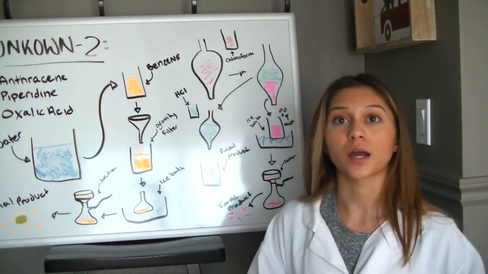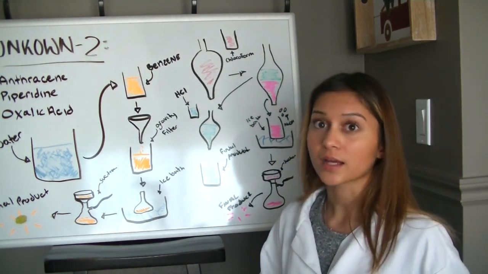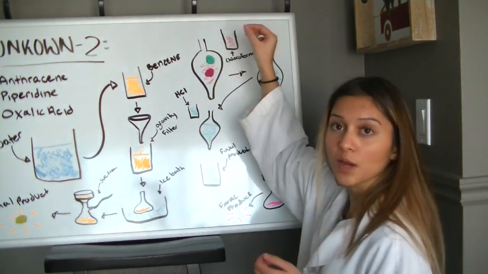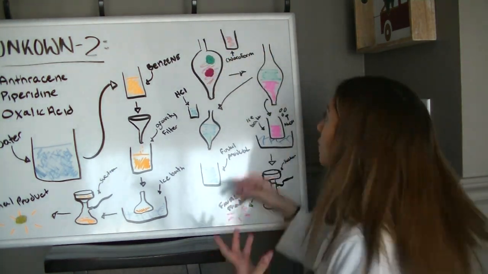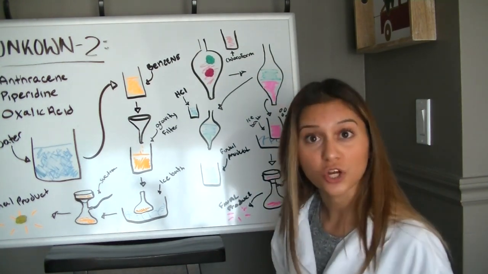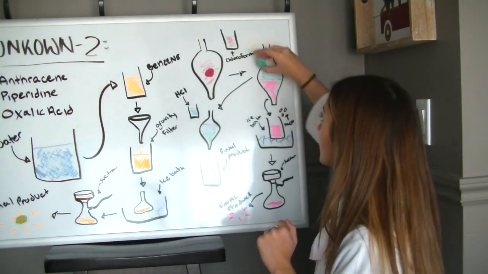Next, we will take a look at how to separate our oxalic acid from the piperidine. So first we have our oxalic acid and piperidine in a separatory funnel. We're going to add chloroform to this, as oxalic acid is insoluble in chloroform. The two layers will separate.